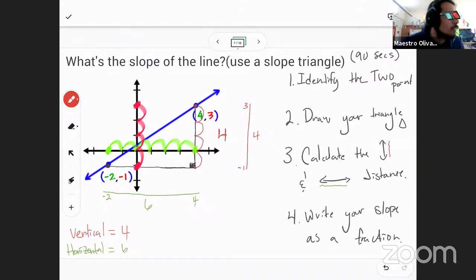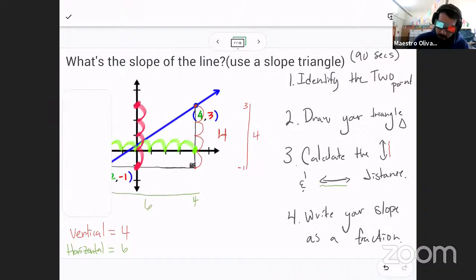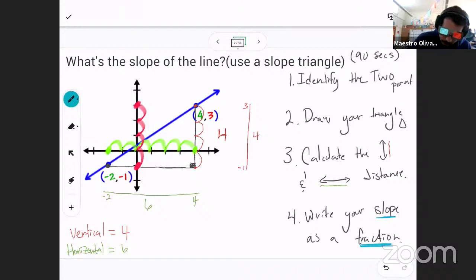Okay, so thank you so much, Angel, for explaining honestly how you did it, okay? Now that we know what our vertical distance and our horizontal distance are, we want to write the slope as a fraction. Let me use the color blue. The fraction is going to be rise over run. Wink, wink. I'm telling you exactly what the slope is. It's going to be the vertical over the horizontal.